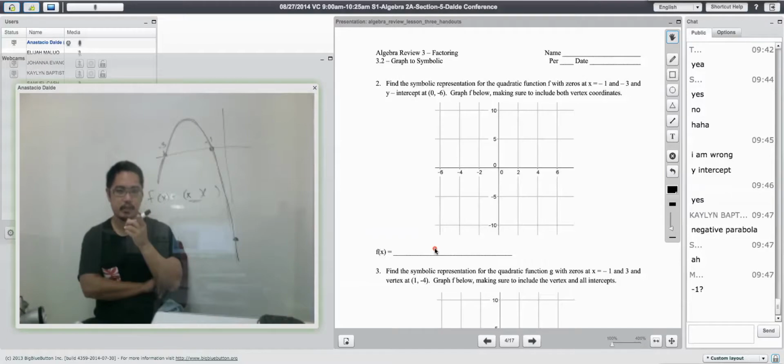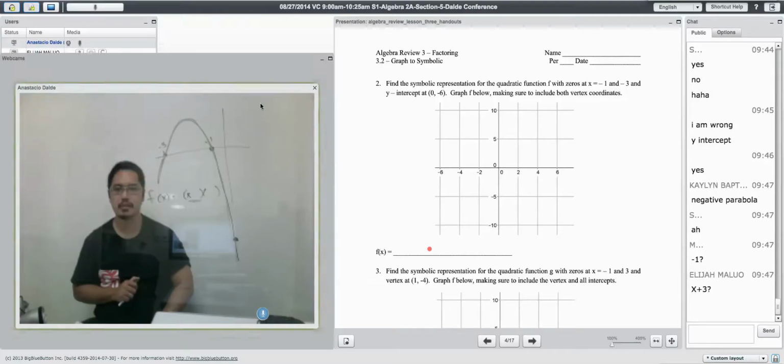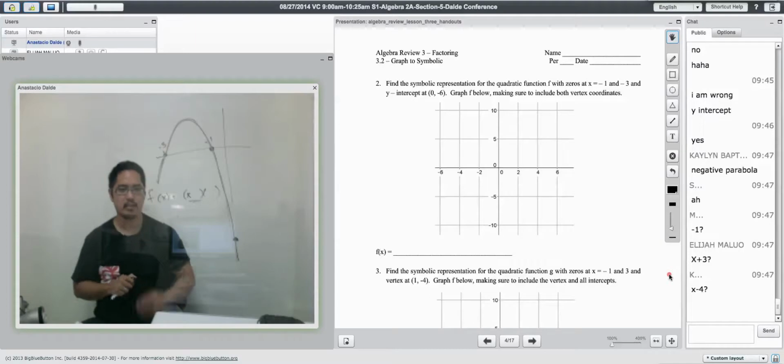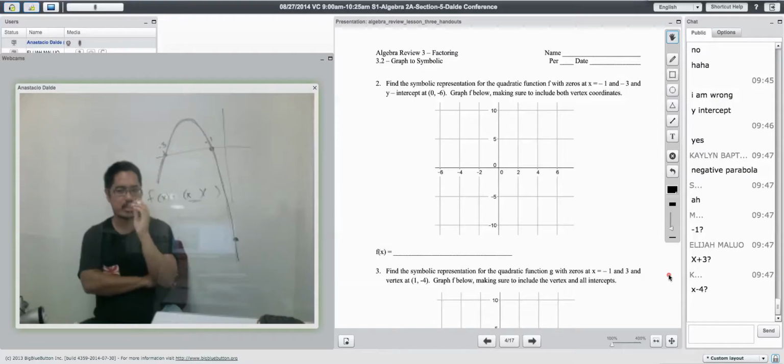X minus 1. Whose name starts with an M? Huh. I have no idea who that is. All right. Elijah's saying x plus 3. Kaylin's saying x minus 4. M is saying x minus 1. All right. I agree with Elijah.